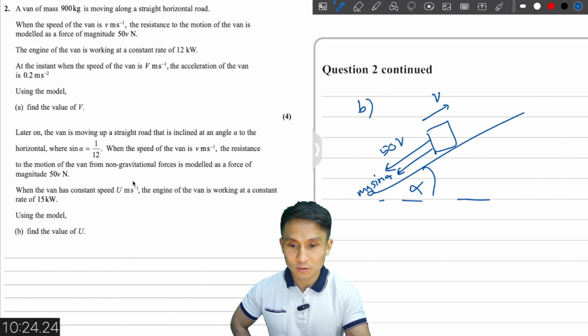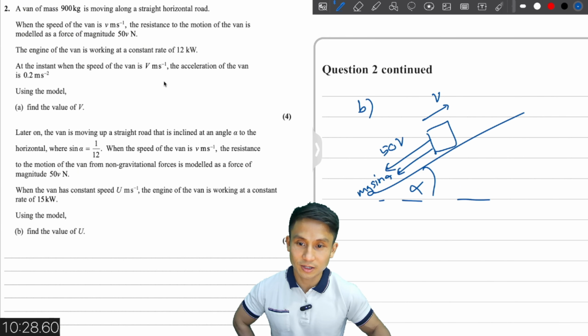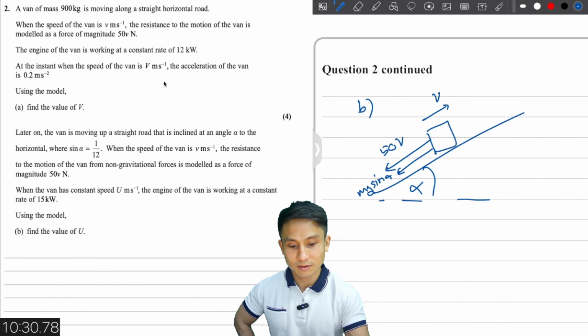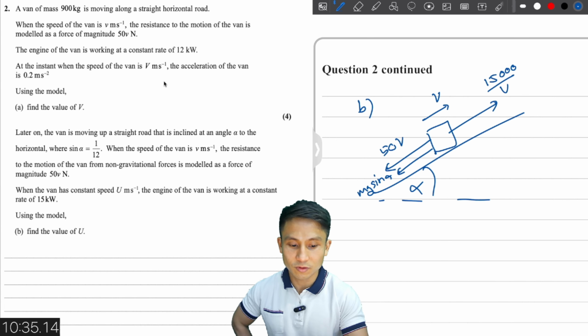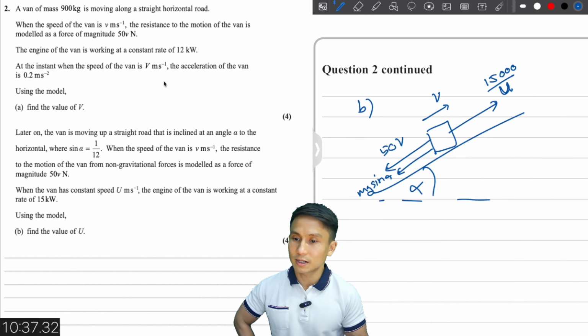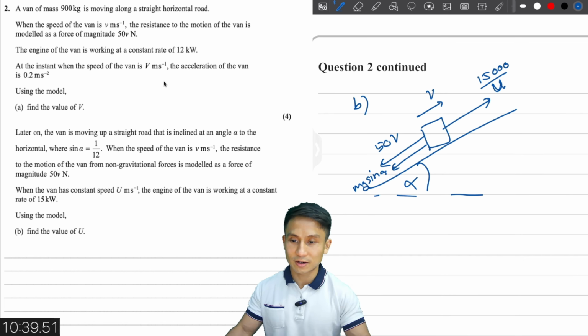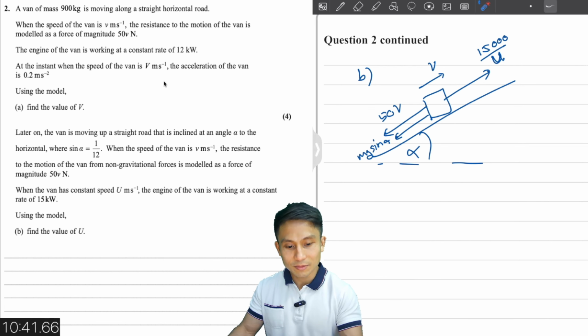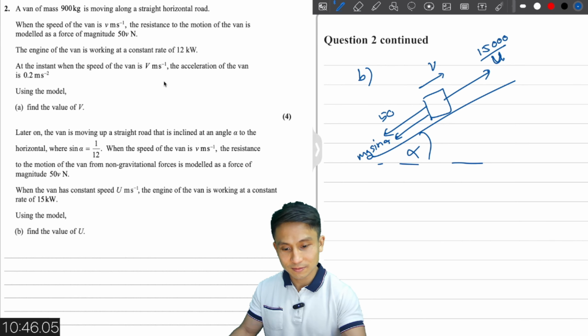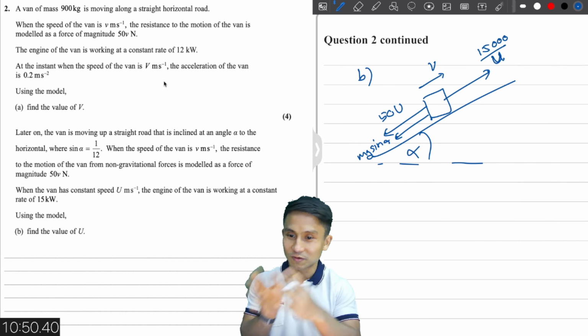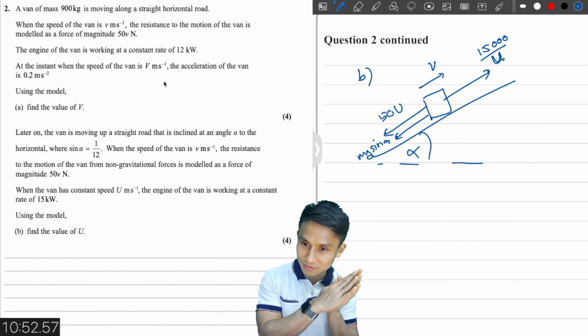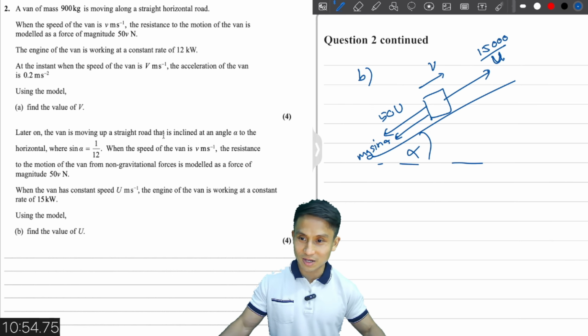And then, of course, when the van is working at constant u, the engine of the van is working at constant power, so that would be 15,000 over u. Using the model, find the value of u. So basically, that u and this would be the same, so we put it as this. They just try to use different letters, but actually if you want to find the speed u, you just have to plug that u into 50V anyway.